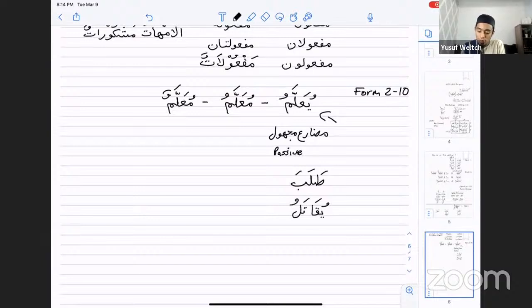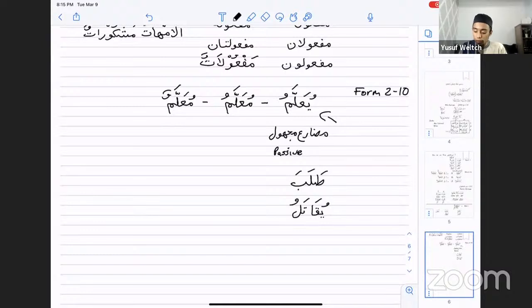So how do you change it to اسم المفعول? The enemy? Not what the meaning is. How would you change it in Arabic from يقاتل to the اسم المفعول, the passive participle, the noun? مقاتل. Good. Muqatalun.